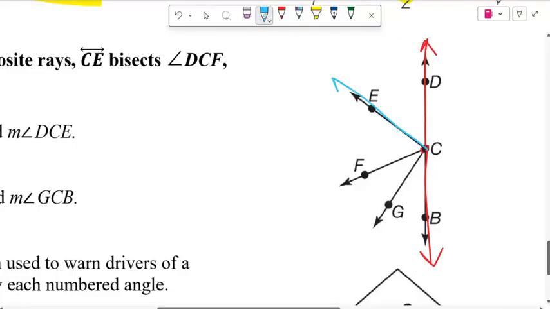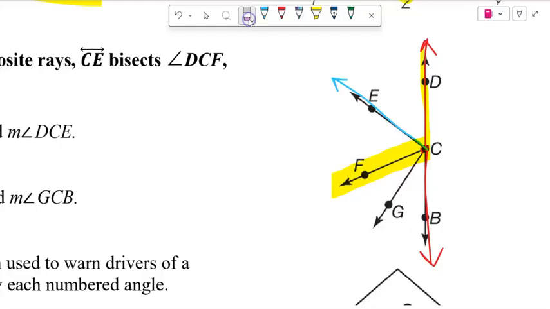CE bisects angle DCF. Y'all should have had bisect in your vocab notes as well. What does that mean? Cut in half. Did y'all have that in your vocab? Angle bisector or bisect? Right? Cut in half. So CE cuts DCF in half. So what do we know?